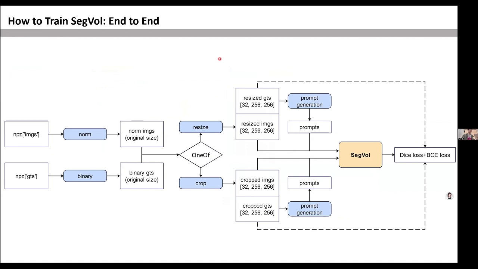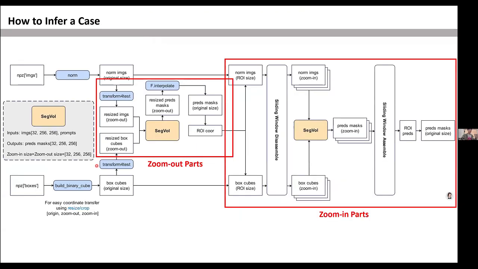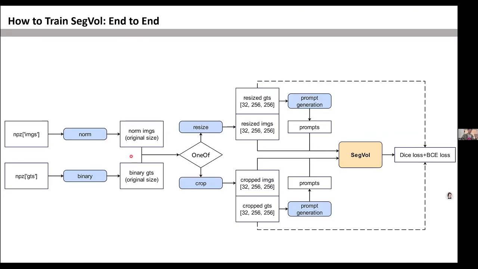Okay, after we know how to infer a case, it's very easy to understand the training process of SegVol. It's a very simple training method. In this figure, you can see there are two parts that SegVol needs to handle. First, the resized images and resized prompts, and the second part is the original resolution parts. So in the training process, we have two branches to train the model to be able to handle these two situations.